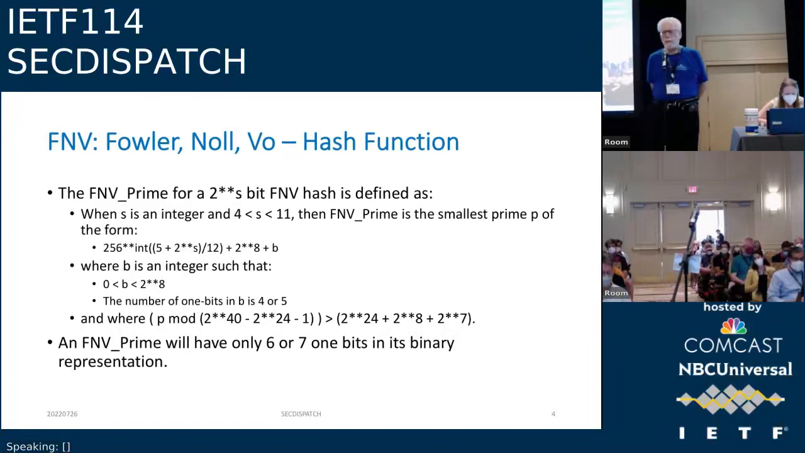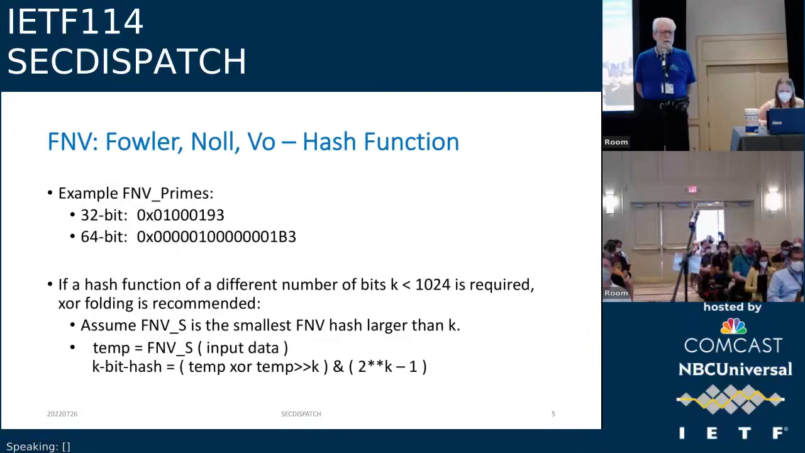So this is how the prime is selected. I don't actually understand why this is a good way to pick the prime, because I'm not the person who invented this and haven't done the analysis that the authors have done. It is the case, as mentioned at the bottom here, that the FNV prime will have only 6 or 7 1-bits in it. So for certain types of implementations, it may be more efficient to do some form of shifting and adding rather than general multi-precision multiplication. Next slide is a couple of examples.